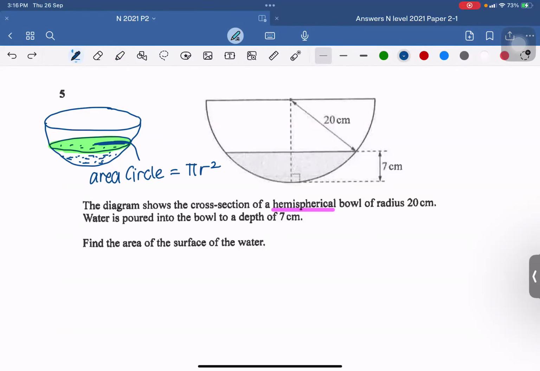So what is the radius? That radius will be the line, the portion over here. I need to find this radius. I do not know the letter, I only got so limited number. I'm going to let R be the radius of the surface of water.